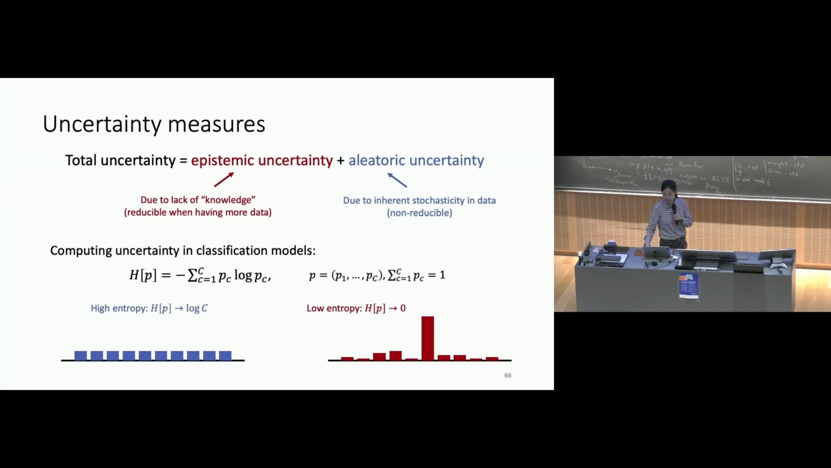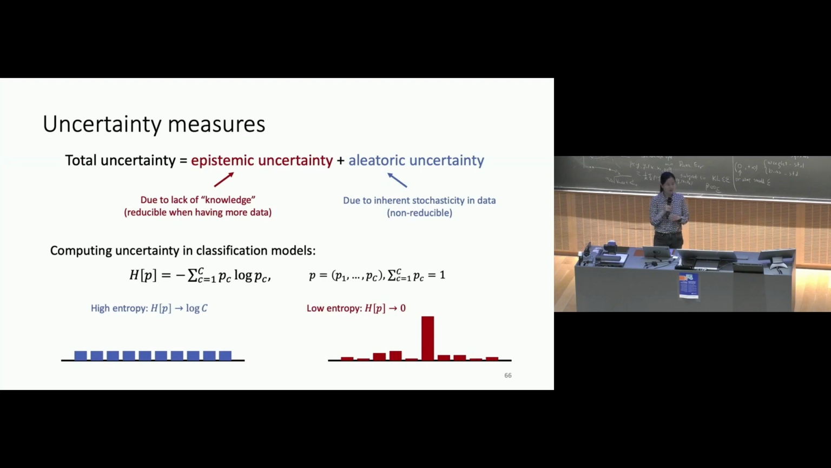Okay, so let's see how we actually compute these things in quantitative metrics. In classification, let's imagine that you have, let's say, a CIFAR-10 data set, 10 classes. Then your outputs will be a categorical distribution representing the probability of different classes. And for measuring the uncertainty of your categorical distribution, a natural choice here will be just to use entropy.